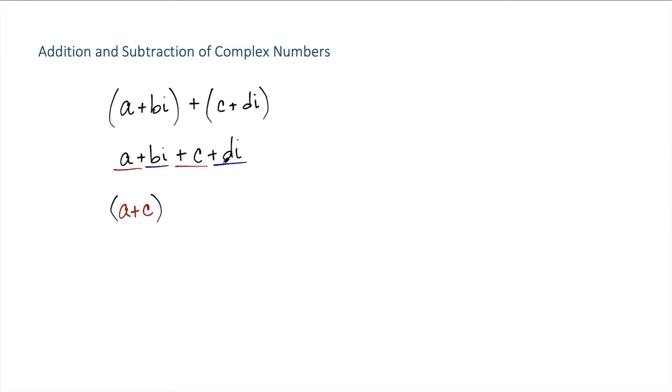And if I take that bi plus di, I could factor the i out and get b plus d times i. And so that's what we get here. We get plus, and then b plus d i. So when you add complex numbers, really you just add the real parts to get the real part, and you add the imaginary parts to get the imaginary part. That's adding. And subtracting actually works the same way.